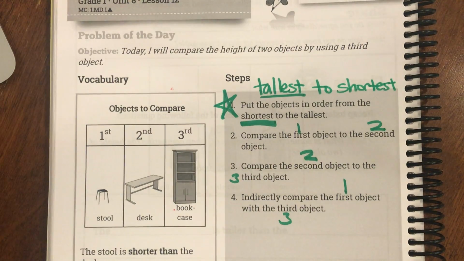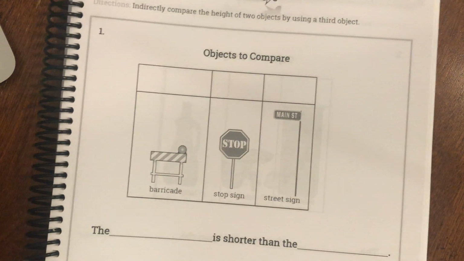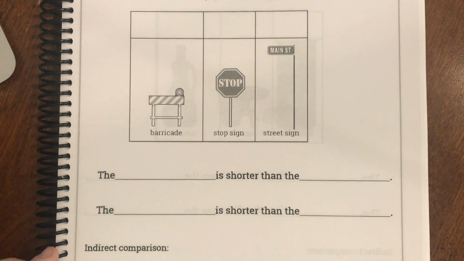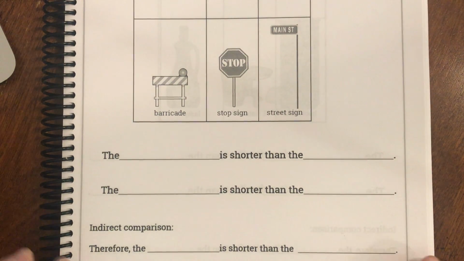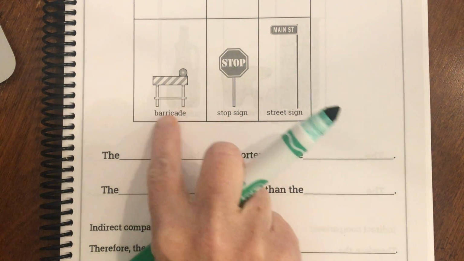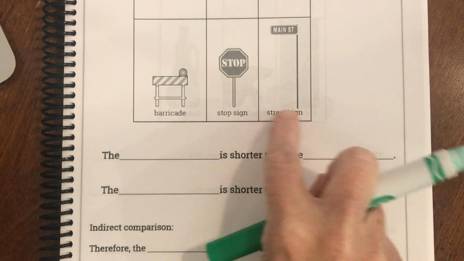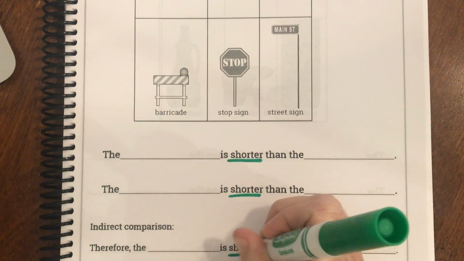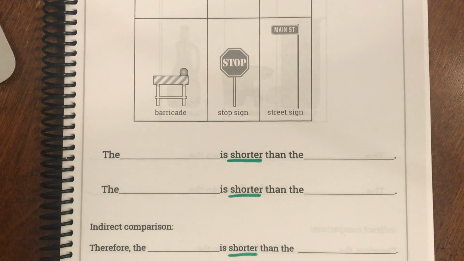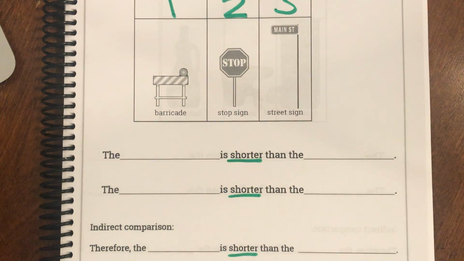Okay, let's try some together, boys and girls. So I'm going to put down my red pen and grab my green pen. And let's turn to page 88 together. Okay, so on page 88, what do I see? I see a barricade. This is something that you might see in a street if they were doing construction, a stop sign, and a street sign. And in my problem, I see the words shorter, shorter, and shorter. So I'm going to find my shortest one first, my second shortest one, and my third shortest one.